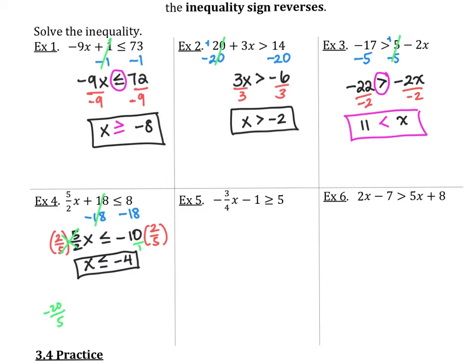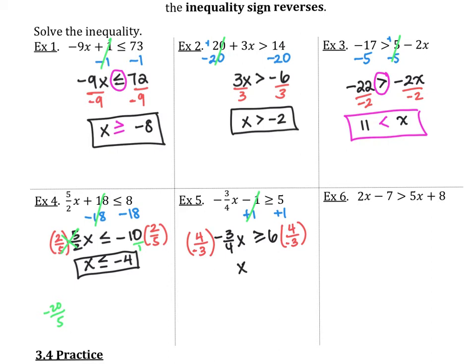Okay, 2 more. Okay, example 5 says negative 3/4 x minus 1 is greater or equal to 5. So negative 3/4 x minus 1, so I'm going to plus 1. Negative 3/4 x, cancel, greater or equal to 5 plus 1 is 6. Okay, I'm going to go ahead and cancel my fraction by multiplying by the reciprocal. So 4 over negative 3, and I'll do that on the right side. Okay, I cancel the negative 3, and I cancel the 4.